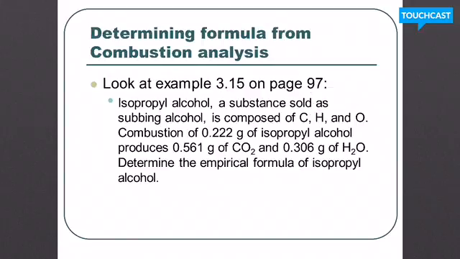So you may or may not have your textbook with you, but I'm going to use example 3.15, which is found on page 97 of your text. Isopropyl alcohol, a substance sold as rubbing alcohol, is composed of carbon, hydrogen, and oxygen. In other words, it's a hydrocarbon. Combustion of 0.222 grams of isopropyl alcohol produces 0.561 grams of carbon dioxide, 0.306 grams of H2O, and they want you to determine the empirical formula of this guy.